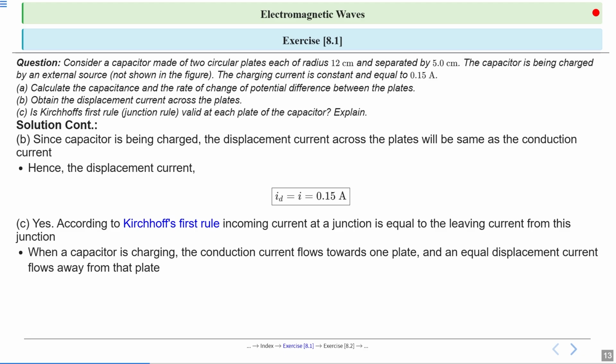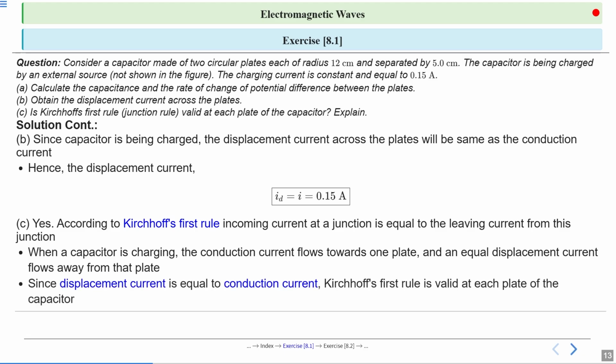If we are taking the positive plate, current is entering the positive plate, and displacement current in the direction of the changing electric field will be leaving that plate. So if we are considering a junction on this plate, the current entering the junction is equal to the current leaving that junction, because during charging of the capacitor, conduction current is equal to displacement current. Since displacement current is equal to conduction current, Kirchhoff's first rule is valid at each plate of the capacitor.